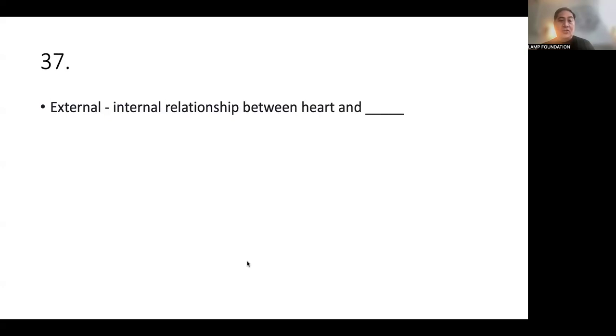External internal relationship is between the heart and blank. Heart and the small intestine. Pathological relationship between heart and small intestine. What happens? The first, it's accumulated heat in the heart. It moves to the small intestine. So there's deep yellow urine, oliguria, burning sensation in urination.